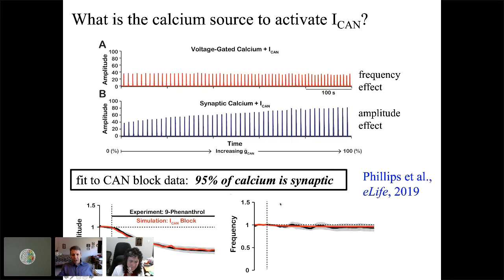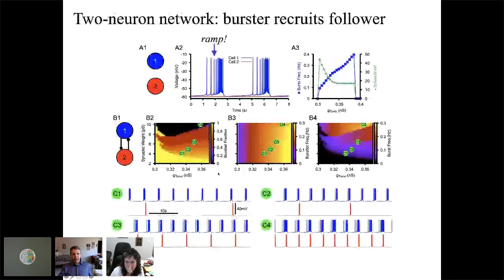those cells. So when you fit a model that has both of these types of calcium sources to experimental data showing how amplitude and frequency of events depend on ICAN, you see that, in fact, the prediction is that 95% of the calcium coming in is synaptic. So we use those numbers, and we built first a 2-neuron network. So we have a pacemaker, which is in blue, and we have this follower, which is in red. And so we change the persistent sodium conductance to distinguish between the two.